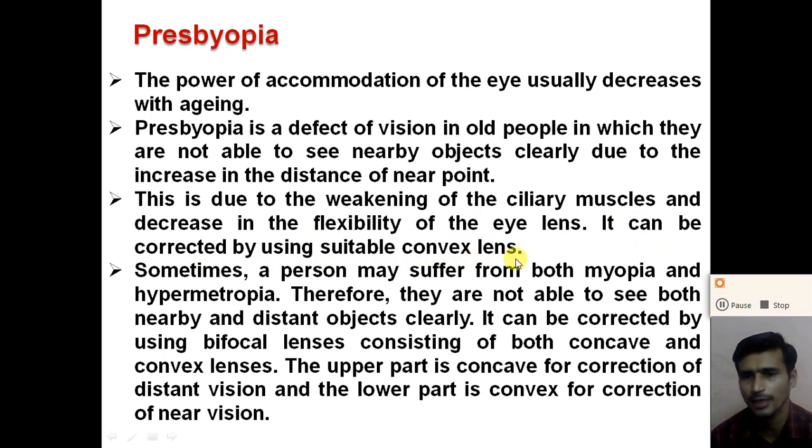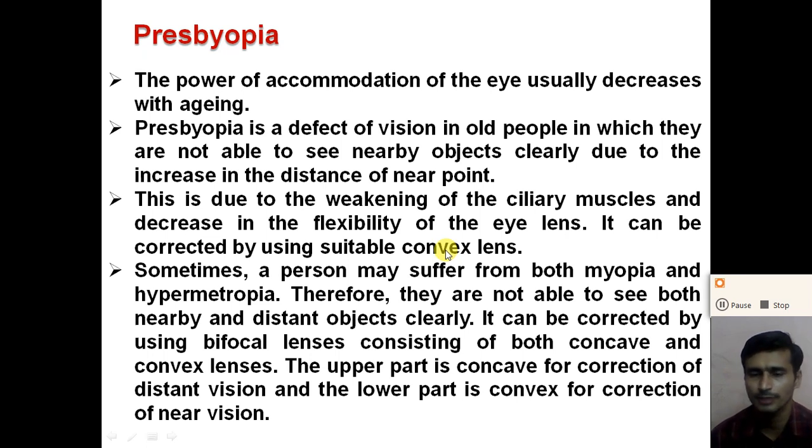So presbyopia is a defect produced in old people, right? As the age of the person increases, the person cannot see nearby objects clearly due to the increase in the distance of the near point, weak ciliary muscles, and the decrease in the flexibility of the eye lens. So how can the presbyopia defect be reduced? It can be corrected by using a suitable convex lens, right?